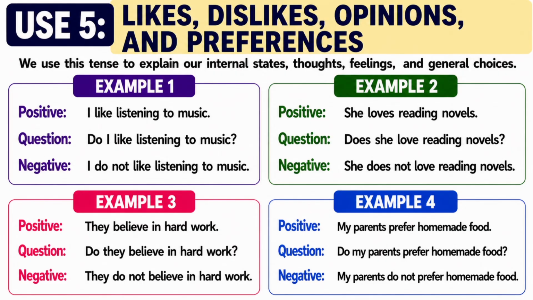Example 3. Positive. They believe in hard work. Question. Do they believe in hard work? Negative. They do not believe in hard work. Example 4. Positive. My parents prefer homemade food. Question. Do my parents prefer homemade food? Negative. My parents do not prefer homemade food.